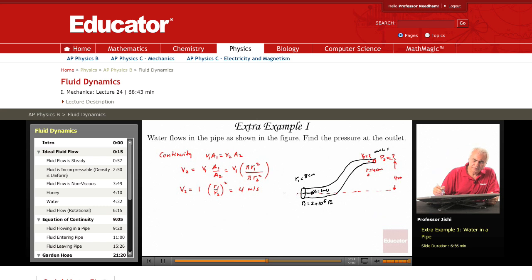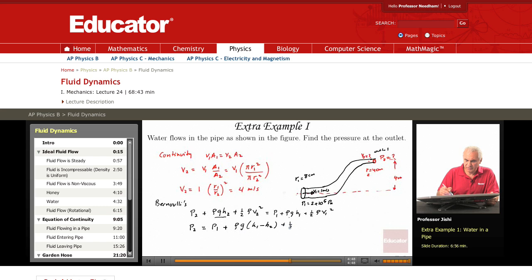To find then P2, we use Bernoulli's equation. Bernoulli's equation says that P2 plus rho g h2 plus half rho V2 squared is equal to P1 plus rho g h1 plus half rho V1 squared. This means that P2 is equal to P1 plus rho g (h1 minus h2) plus half rho (V1 squared minus V2 squared).